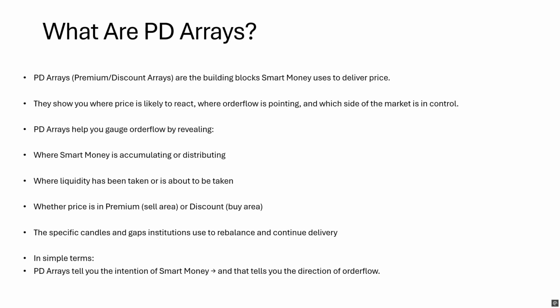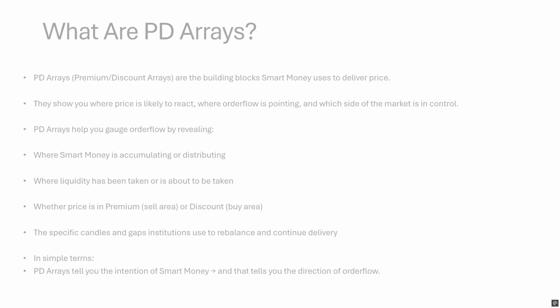So, what are PD arrays? PD arrays are premium discount building blocks smart money uses to deliver price. PD arrays help us to gauge order flow. PD arrays are specific balances that help us to determine the order flow. PD arrays tell us the direction order flow is likely to go, where smart money is likely to build up orders.